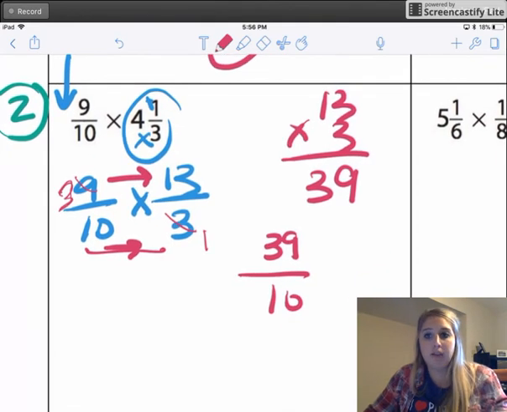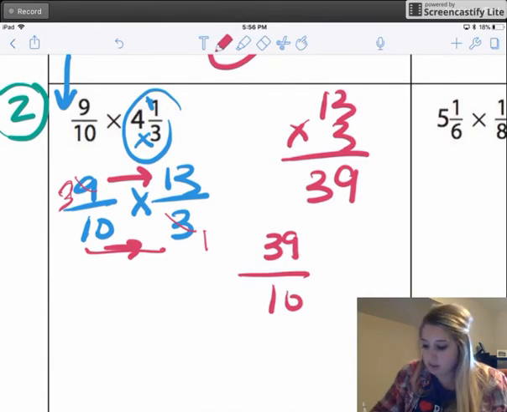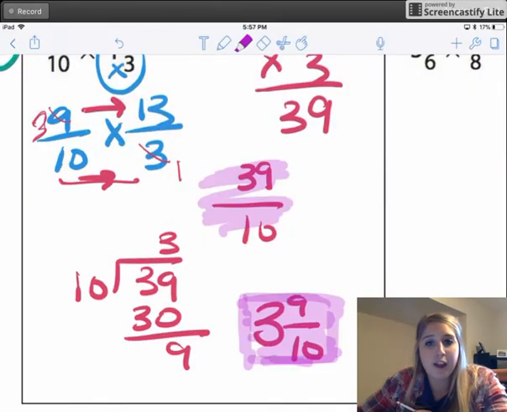I'm going to let you do that. Pause the video and let's see if you get the right mixed number. So you're taking 39 divided by 10. Tell me if you get the right mixed number. Pause your video and try it. All right, hopefully you got 3 and 9/10.